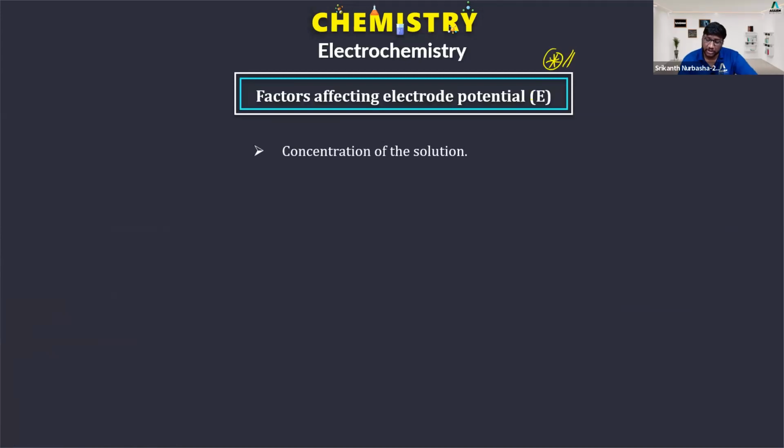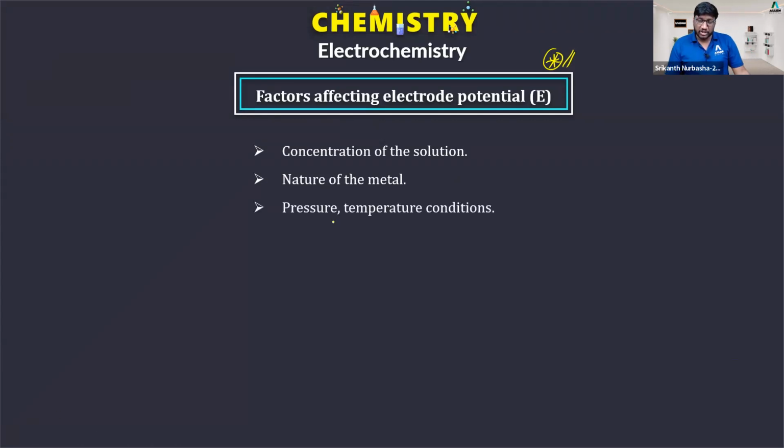Factors affecting the electrode potential: the first one is concentration. If you change the concentration of the electrolytic solution, the electrode potential will change. Nature of the metal: if I place a zinc rod in ZnSO4, it undergoes oxidation, and a copper rod will undergo reduction. So nature of the metal, crystallite sites, and enthalpy of atomization all come into the picture. Pressure and temperature conditions also matter.